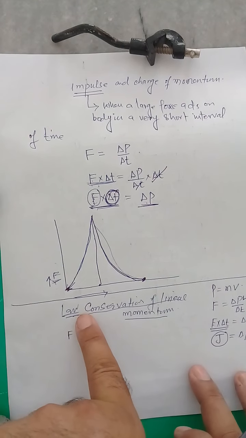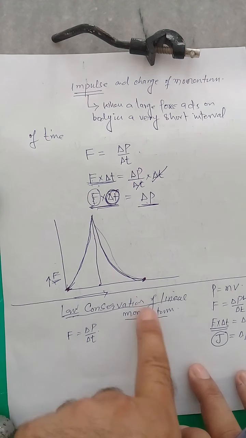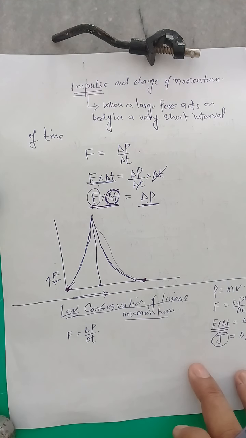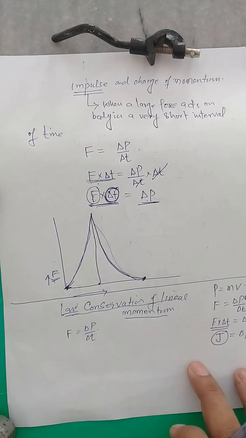Now we are coming toward the law of conservation of linear momentum. The law of conservation of linear momentum can be defined as: in the absence of external force, the initial momentum of the system will be equal to the final momentum. In the absence of external force, the total momentum of the system remains constant. Without any external force, the initial momentum of any system is equal to its final momentum.